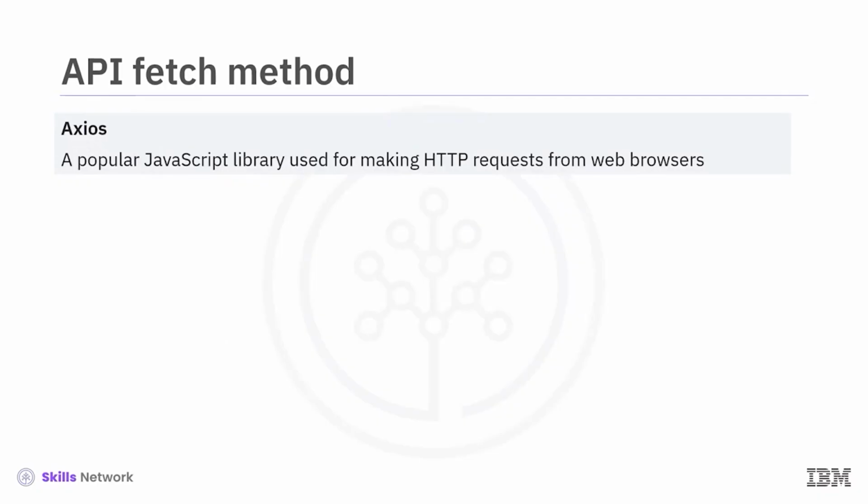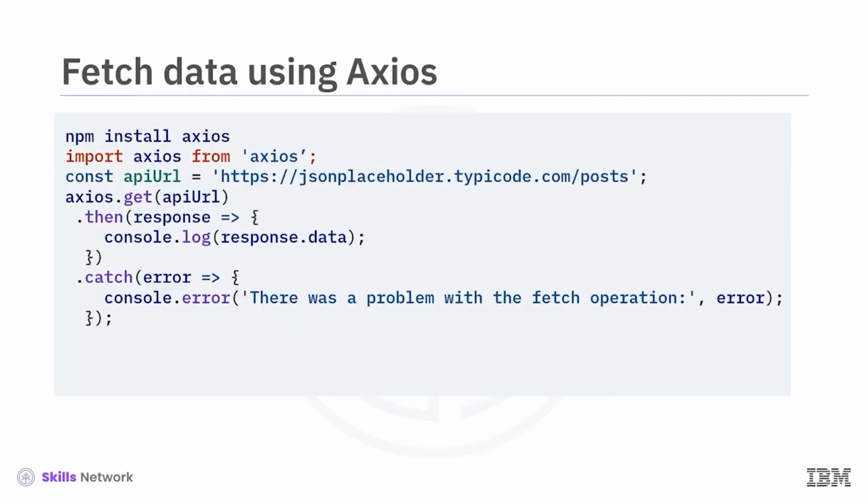Axios is a popular JavaScript library for HTTP requests from web browsers. Let us see an example of Axios that shows how it works and differs from the Fetch API method. To use Axios, you first need to install using npm install Axios. Then, you need to import it using import Axios from Axios. Next, use the axios.get method to make a GET request to the specified URL, API URL.